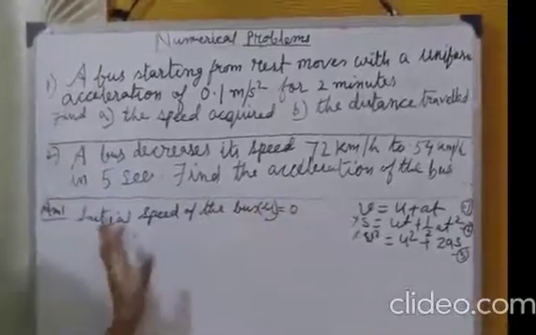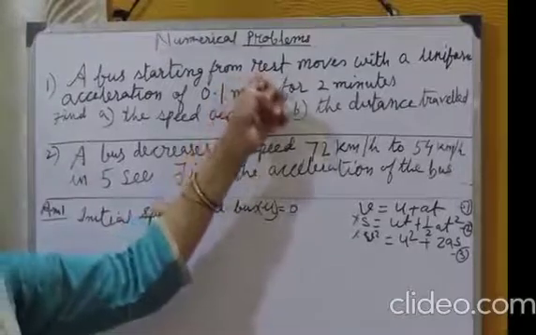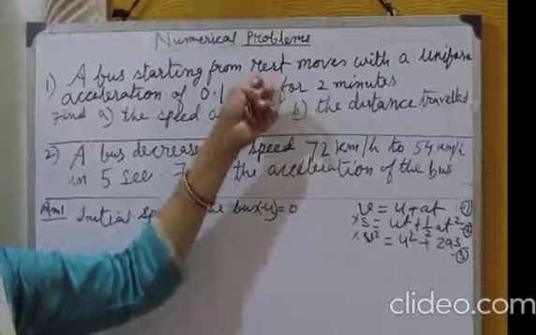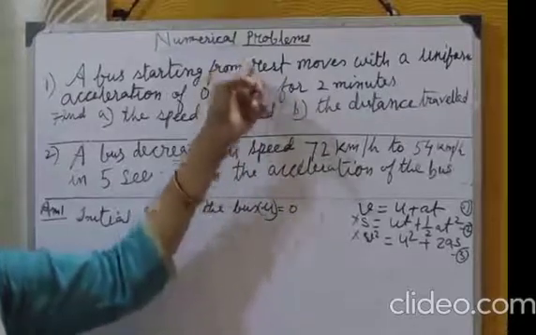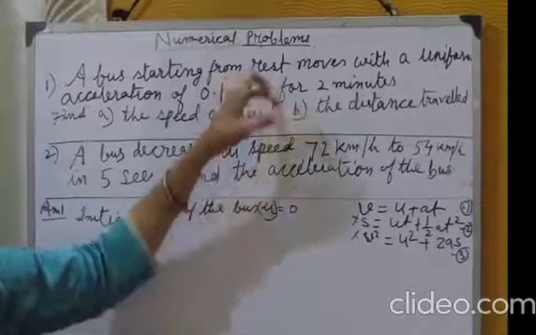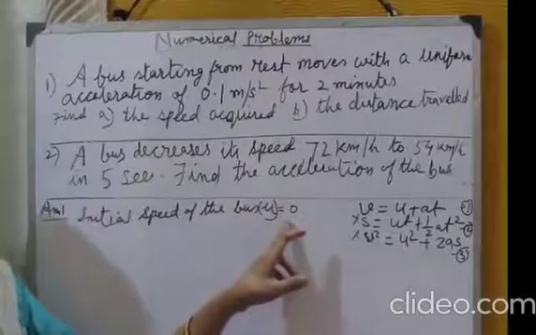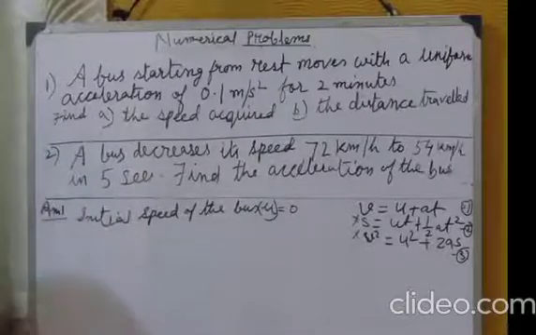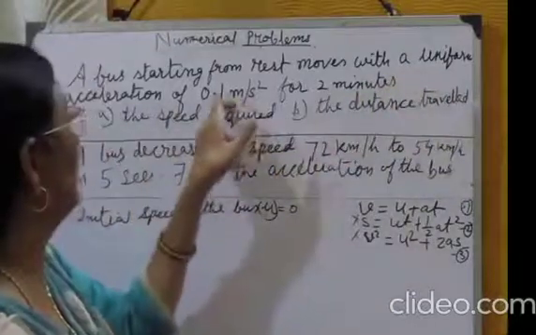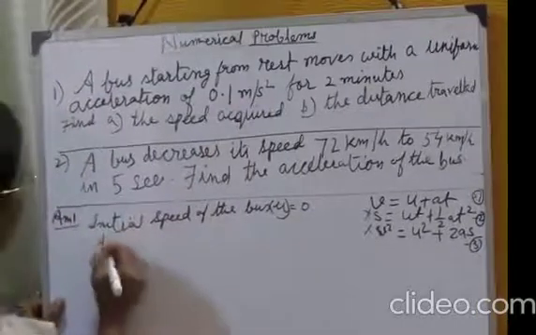So how do we write initial speed, since it is starting from rest? The word rest is very important. Whenever you see the numericals, you will see the vehicle or object is moving from rest or it has some initial velocity. Okay, so if it is rest, then always u will be 0. Clear? Now the second part is with a uniform acceleration of 0.1 meter per second square. So what? The acceleration, then what do I write?